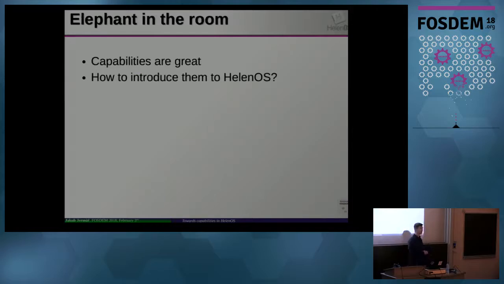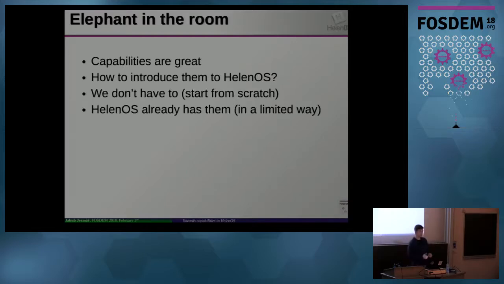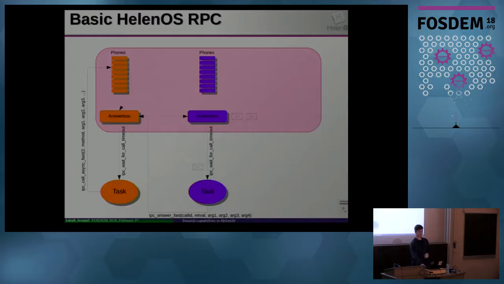So if we can agree that capabilities are great and everybody loves them, how do we introduce them to HelenOS? And the question is that we don't have to do that because they are in a way already there, but that way is quite limited, as we will see.